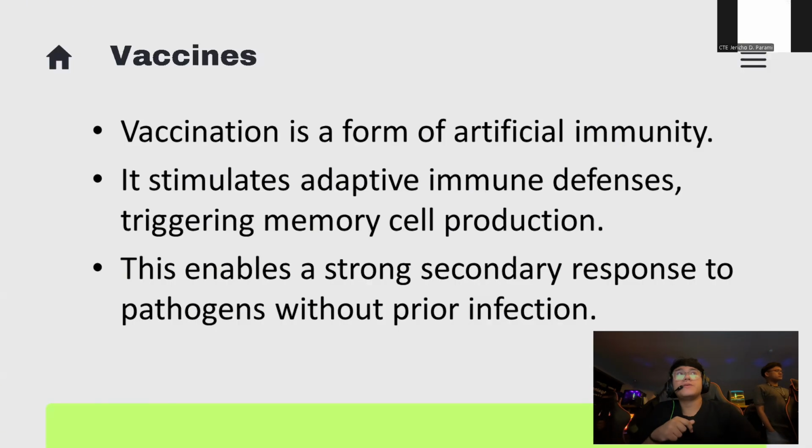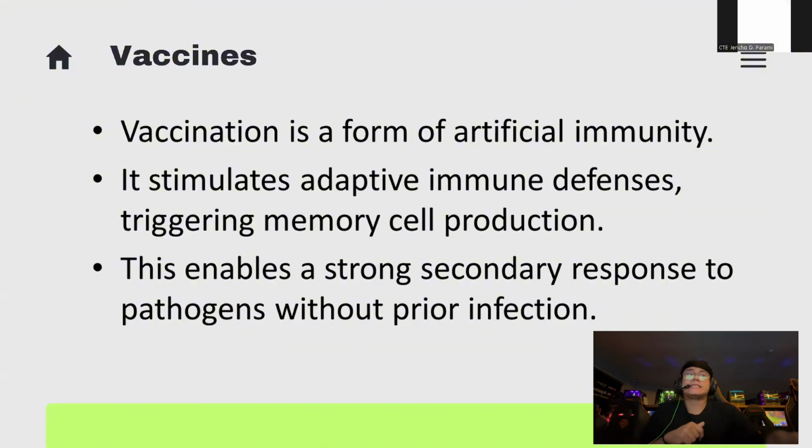So, our learning objectives for this day is that you will be able to compare various kinds of artificial immunity, differentiate between variolation and vaccination, describe different types of vaccines, and explain their advantages and disadvantages.